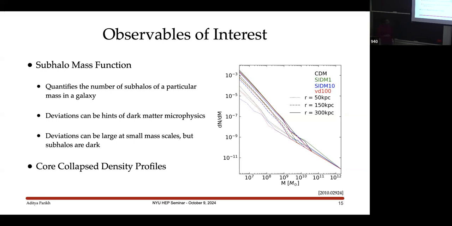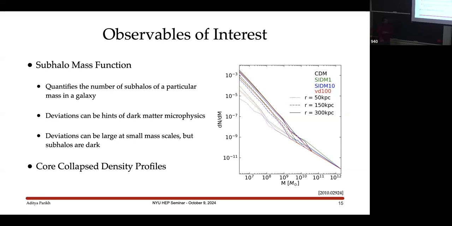This is taken from a paper where they ran a CDM-only simulation and then compared it to 3 different SIDM simulations. The green is an SIDM simulation with a 1 centimeter squared per gram cross section. The blue is 10 centimeters squared per gram, and then the red is a velocity dependent cross section that turns over at approximately 100 kilometers per second, to mimic more realistic underlying theories where you actually have this velocity dependence manifest. And what you end up finding, again, is that as you get to lower and lower mass scales, these deviations start to become relatively large. And this is one of the places that these effects can manifest.